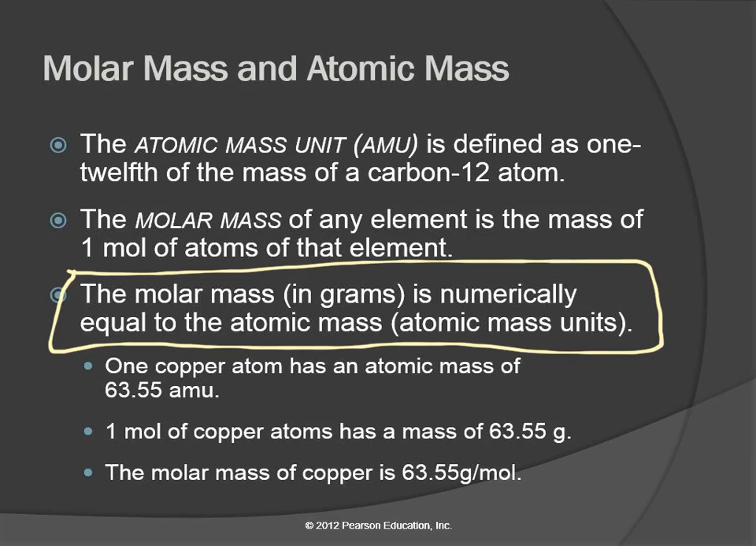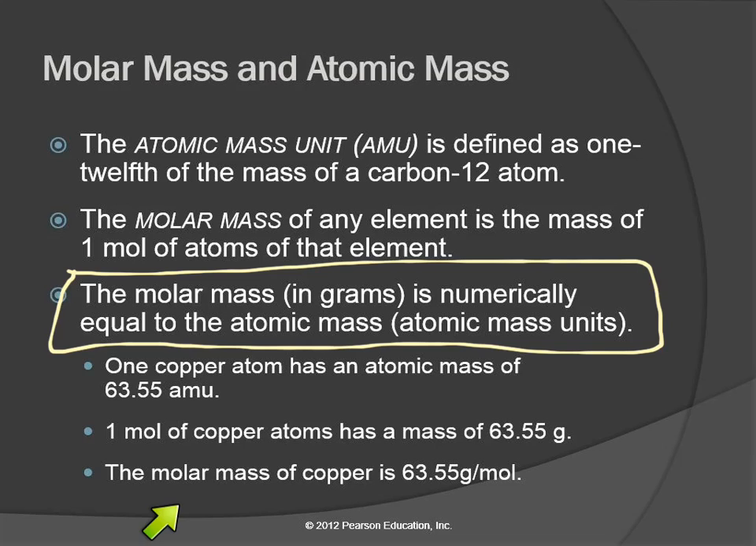So we look at copper on the periodic table. The number beneath copper is 63.55. That tells us that 1 atom has an atomic mass of 63.55 atomic mass units. But 1 mole of copper, 6.022 times 10 to the 23rd particles, has a mass of 63.55 grams. The mass of a mole in grams is the same as the mass of an atom in atomic mass units. It's very cool. And so those numbers on the periodic table do double duty. They tell us the mass of an atom in atomic mass units or the mass of a mole in grams.